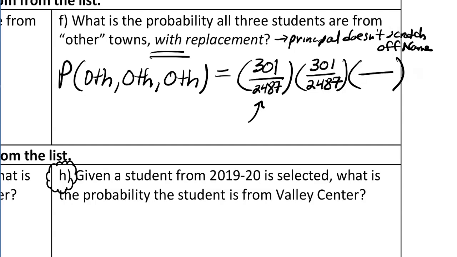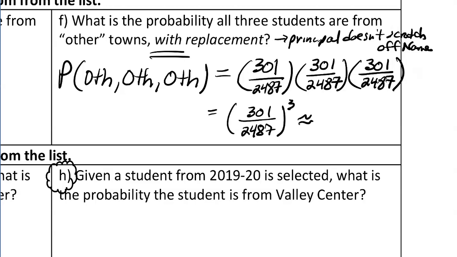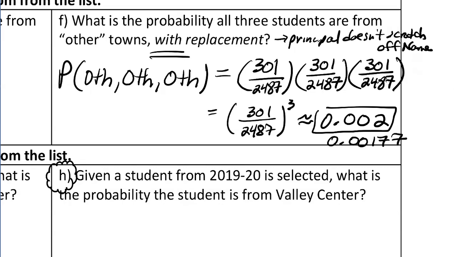And then a third call is made, and the probability of getting a student from other is that same exact probability. We could write it as 301 divided by 2487 raised to the third. So the probability that you would get three students who are from other towns equals 0.002. When we get very small probabilities like this, we could ask you to write more decimals. So just to show you, we might ask you to write a few more in case the first three digits are 0, 0, 0.